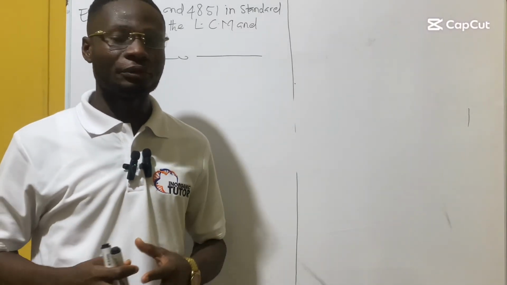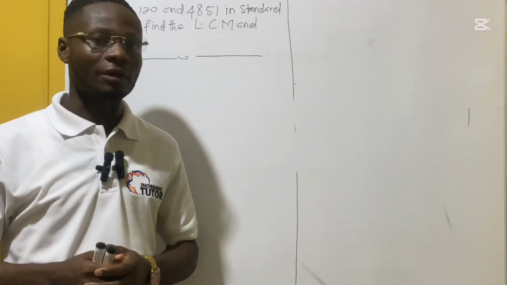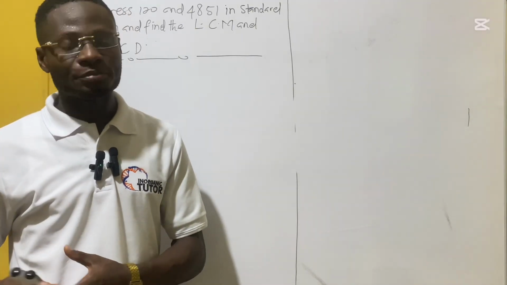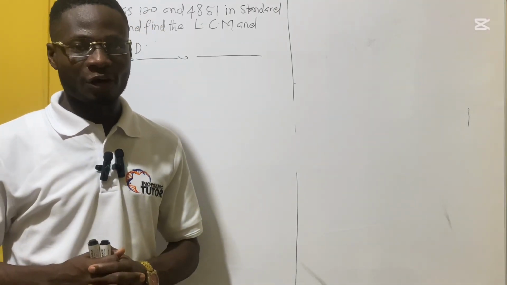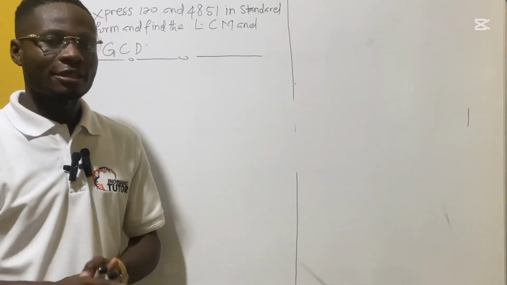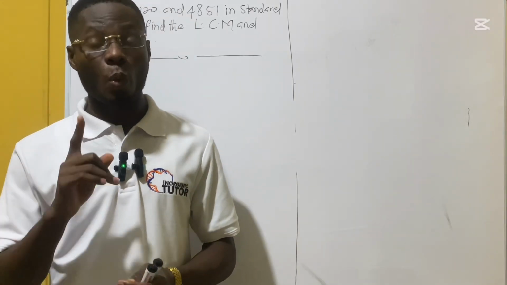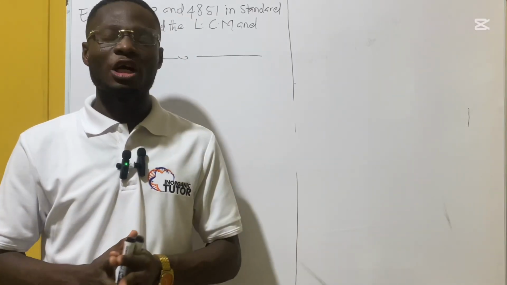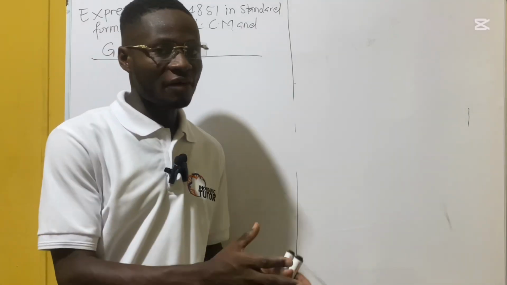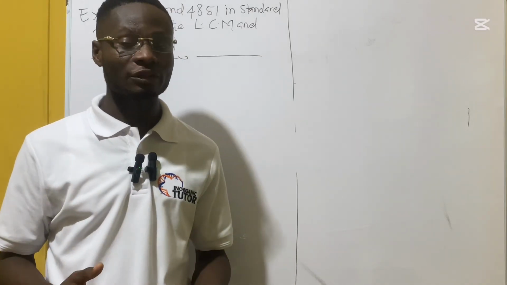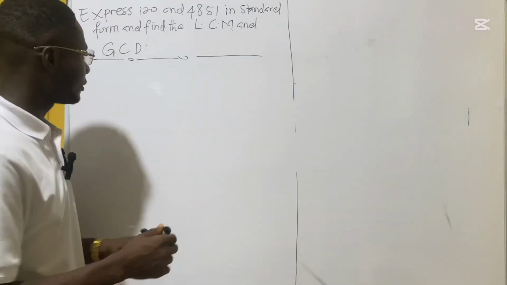Welcome back. In this video, we are going to look at how we can express 120 and 4851 in the standard form, and then find their least common multiple and their greatest common divisors. Before you can do this, what you have to do is to first look for their prime factorization or their prime factors. Once you have the prime factors, you can go ahead and look for their least common multiple and their greatest common divisor. So let's dive into it.